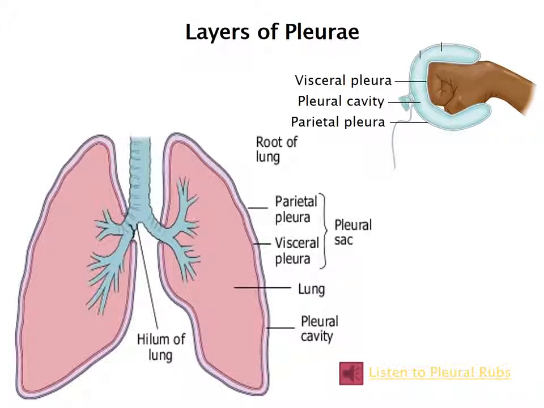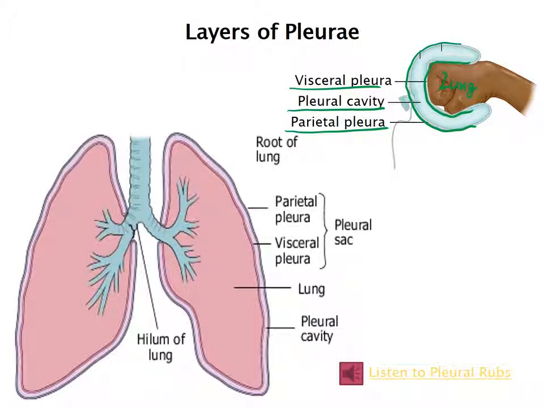In this illustration, the developing lung is represented by the fist. The lining that is directly adherent to the lung itself is referred to as the visceral pleura. And the lining along the walls of the pleural cavities is referred to as the parietal pleura. The space situated between these two linings is referred to as either the pleural cavity or the pleural space.